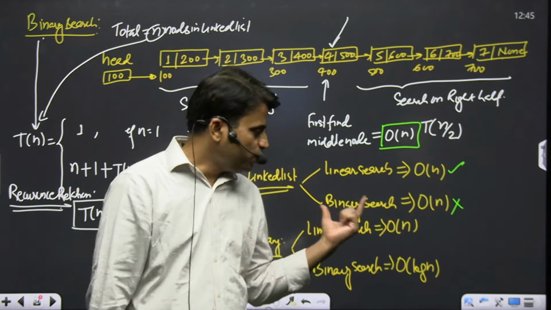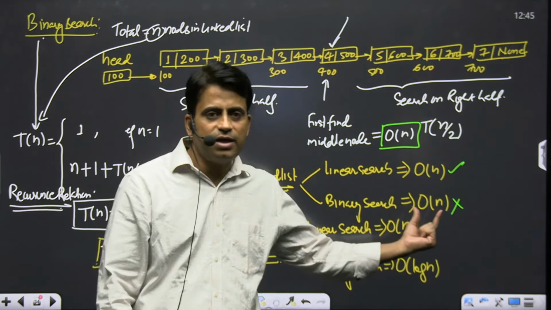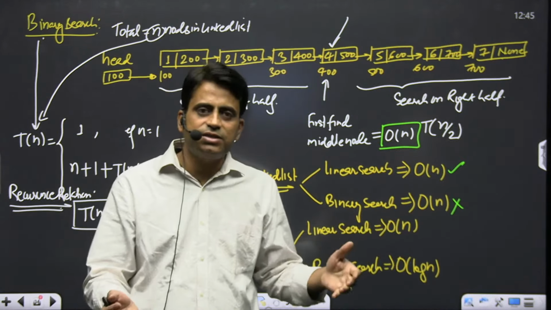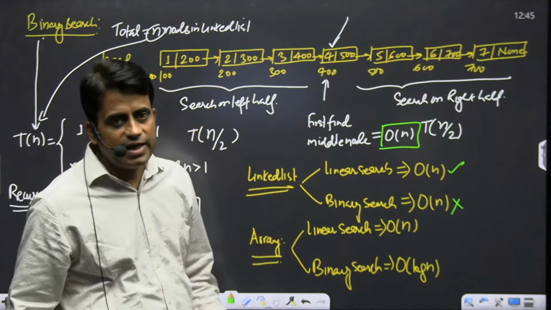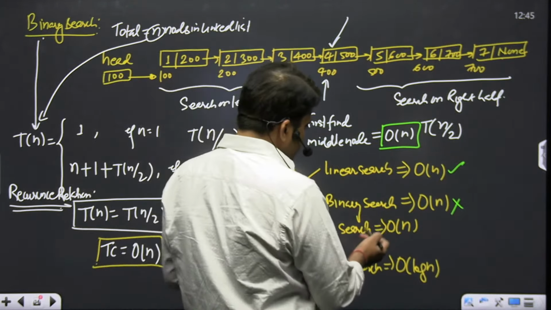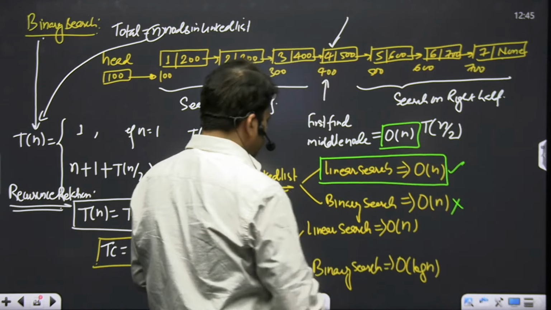Understood? You can apply binary search on a linked list, but there is no benefit, right? Order of n time. It is just like linear search, but linear search is simple as compared to binary search, right? Binary search takes extra stack space. This is a recursive code, very complicated code. So in this case, prefer linear search on a linked list.